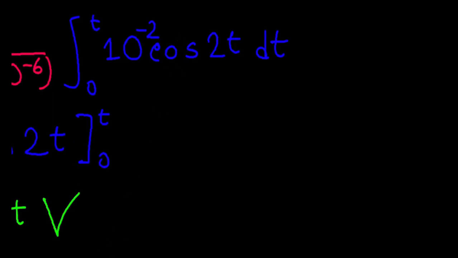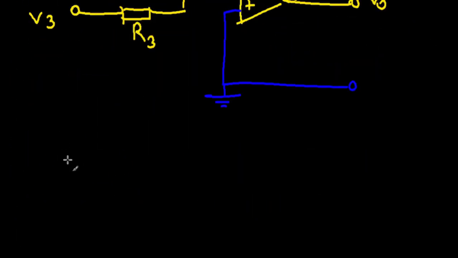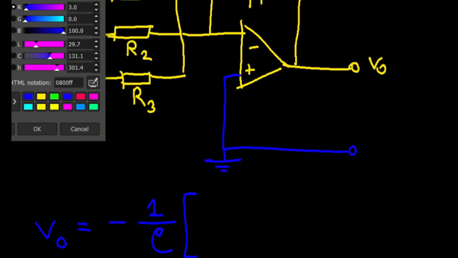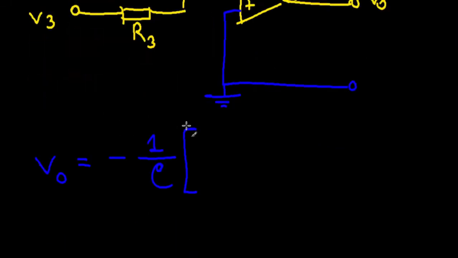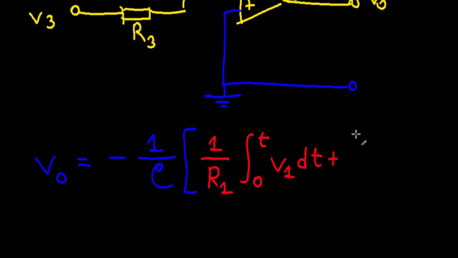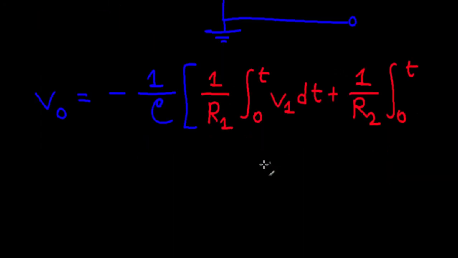Then your formula just becomes: V output equals negative 1 over C. This is the constant factor outside, and it is unchanged. This is one capacitor, and inside you're going to have the weighted integrals of your supply voltages with respect to your resistances. So it's something like this: 1 by R1 integral from 0 to T of V1 dt, plus, weighted 1 by R2, integral from 0 to T of V2 dt.